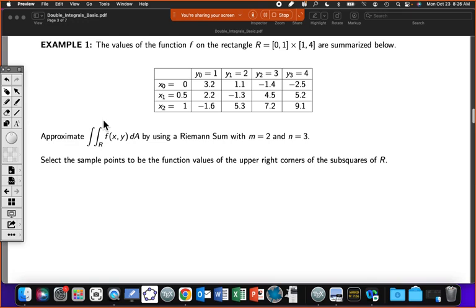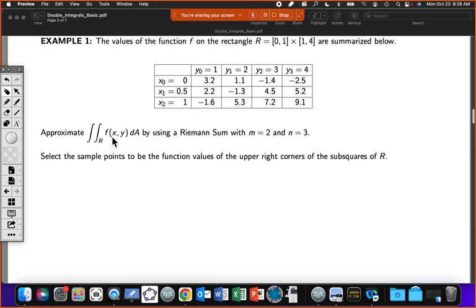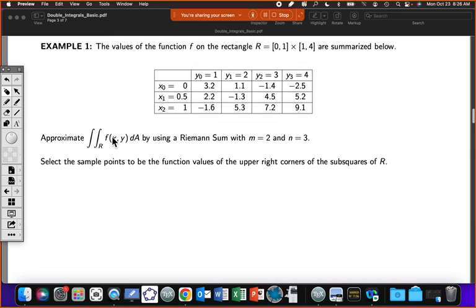Okay, so we've got a little grid set up here. The values of the function f over the rectangle [0, 1] by [1, 4] are summarized below.